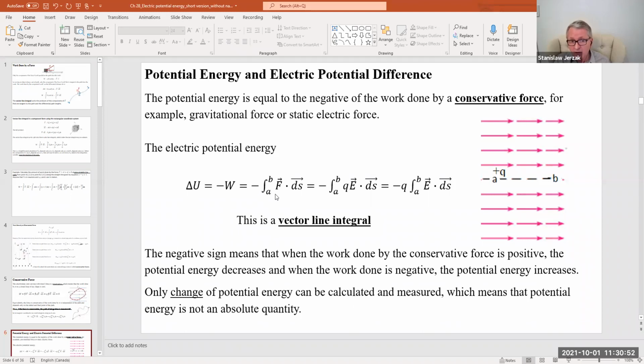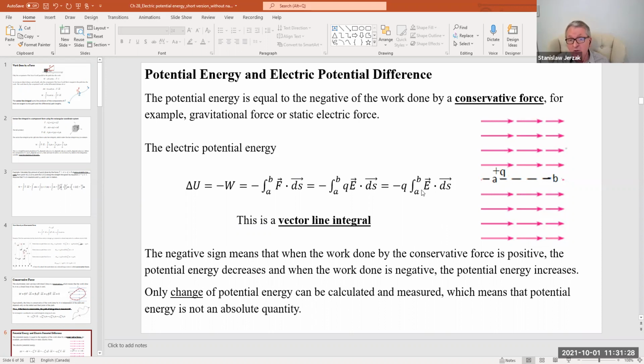And the work done by the force is given by this line integral, F dot ds from initial point A to B, and the electric force F is equal to Q times E, where Q is the charge which is moving in the electric field. Q is constant, so I can take Q in front of the integral. That's the general form of the expression which you can use to calculate the change of potential energy of that charge when it moves from point A to B. So this is the line integral.